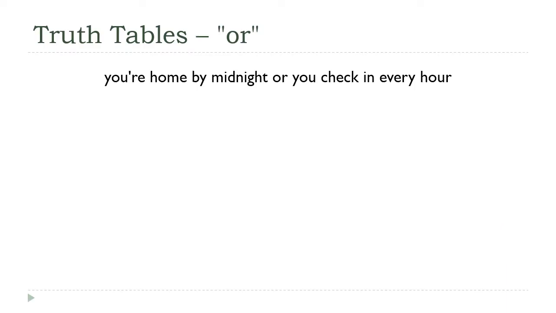So I've got a specific statement here for us to look at, and it's a very practical thing, right? You're home by midnight, or you have to check in every hour. So you see, first there are two individual statements. This one is P, and this one is Q, and they're connected by this logical OR. And what I want to do, just as a practical matter, is know when this comes out to a true statement.